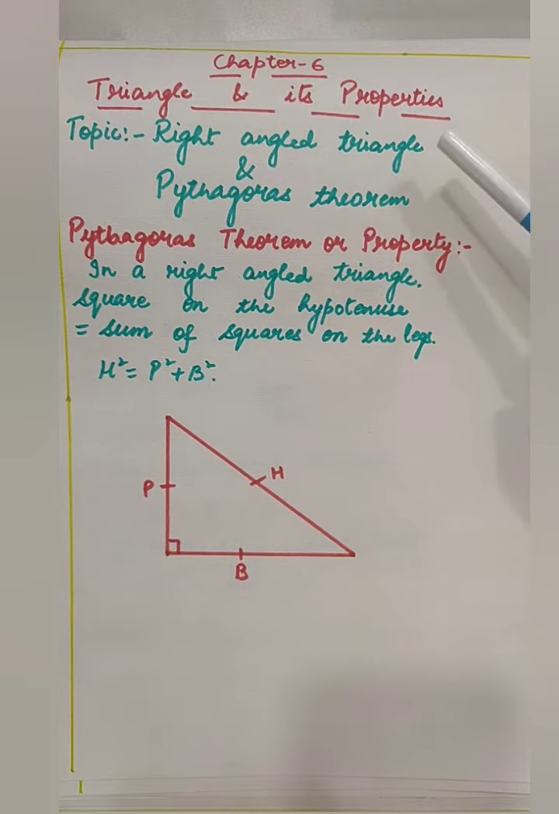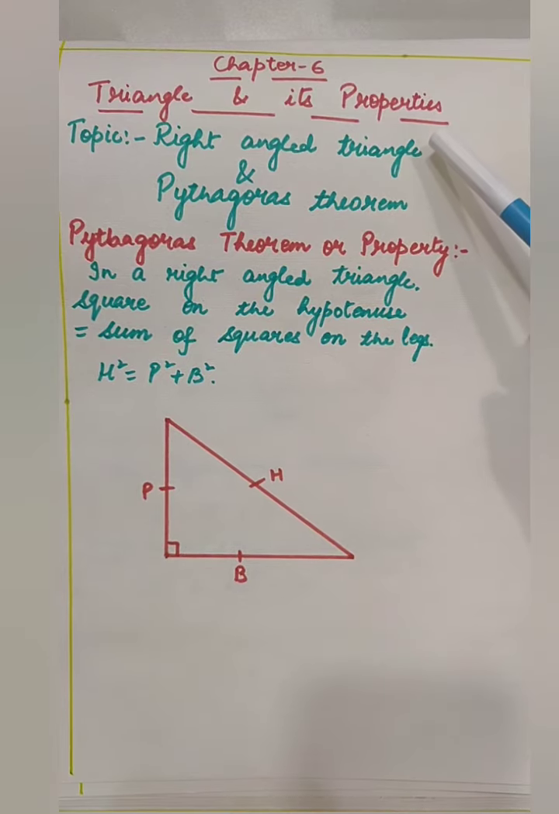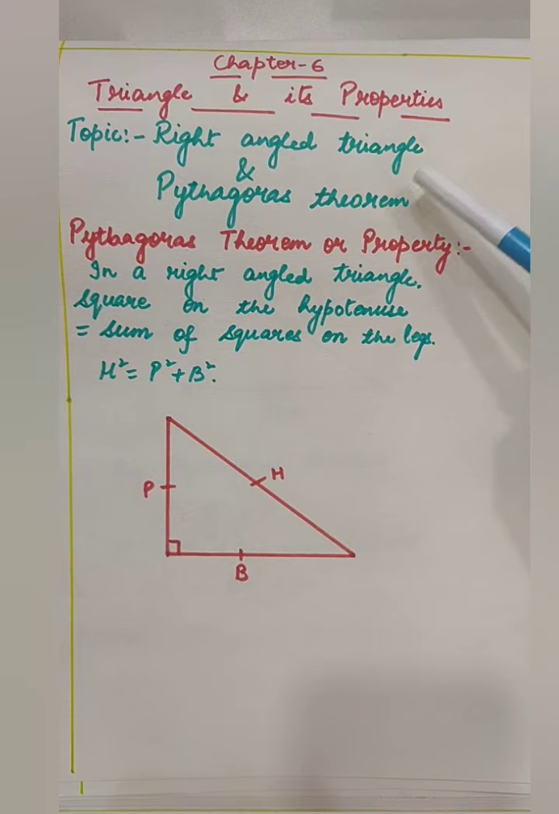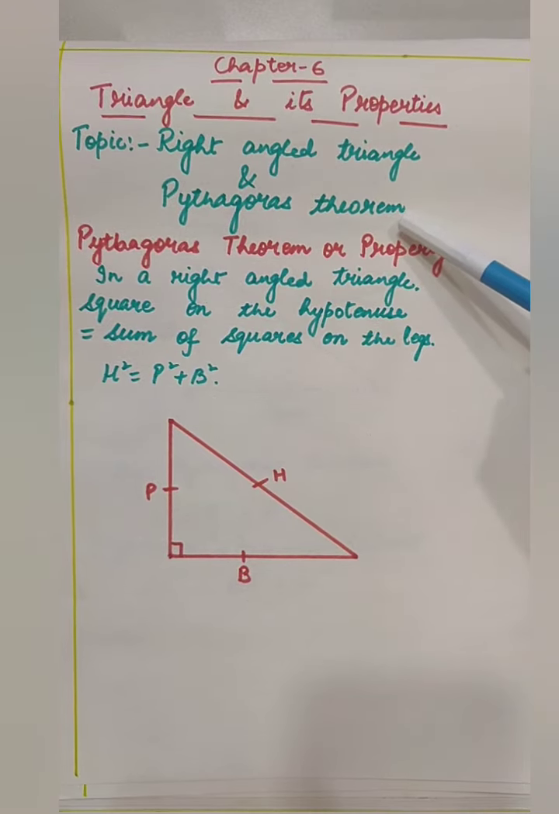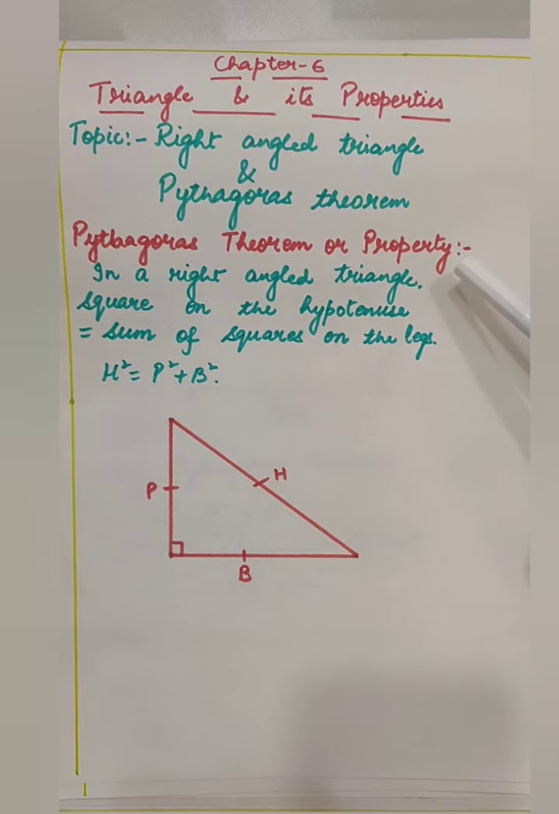So, as we are doing chapter 6, triangle and its properties, today we will continue our topic right angle triangle and Pythagoras theorem. So, let's revise what is the Pythagoras theorem or property.